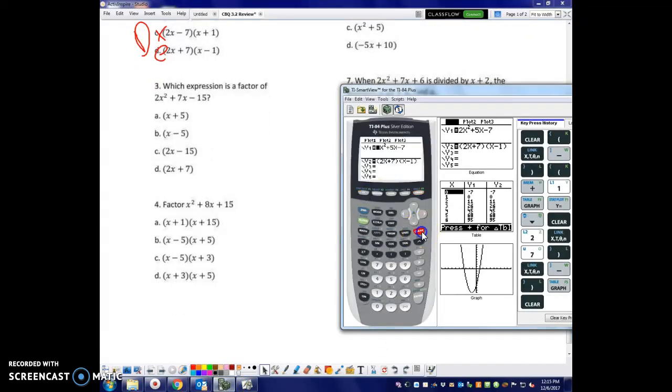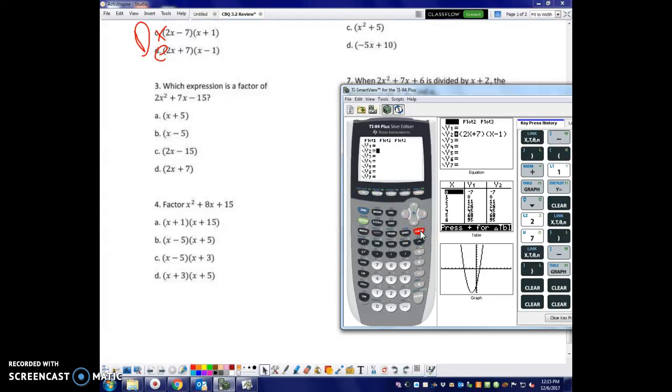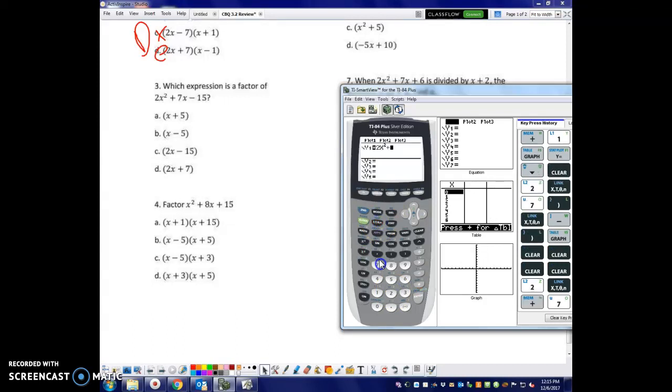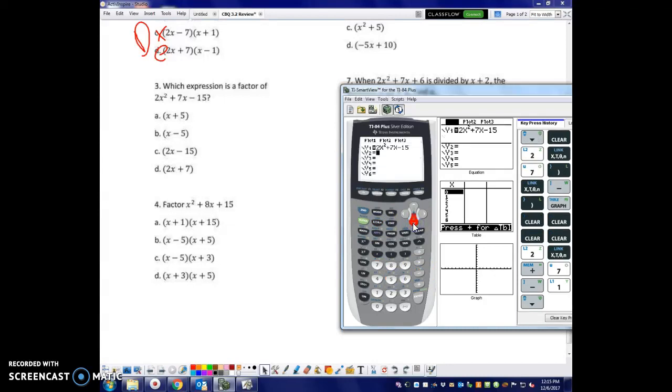Y equals, again, you can use the box if you want to. I'm just going to show you on the calculator. So 2x squared plus 7x minus 15. Answer choice. Oh, this one says find a factor. Okay, so when you do this, here's what you're going to be looking for. You're going to be looking for a line, because this is only half of it, okay? We don't have both of them. We only have one of them. So you're looking for just one.